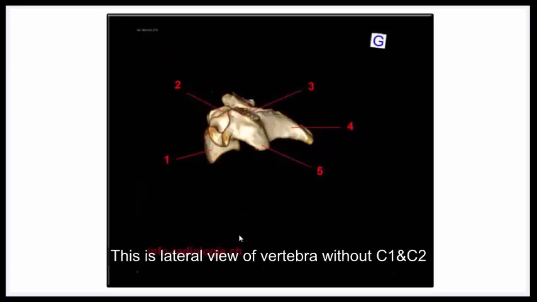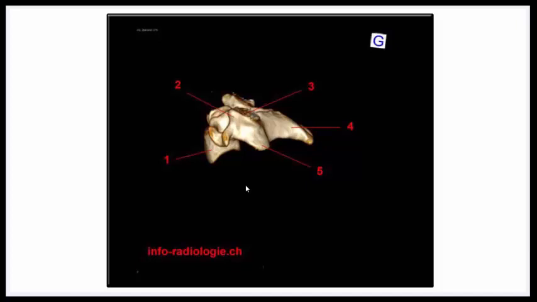This is lateral view of vertebra without C1 and C2. Vertebral body, superior articular process, superior articular facet, spinous process, inferior articular process, transverse process.